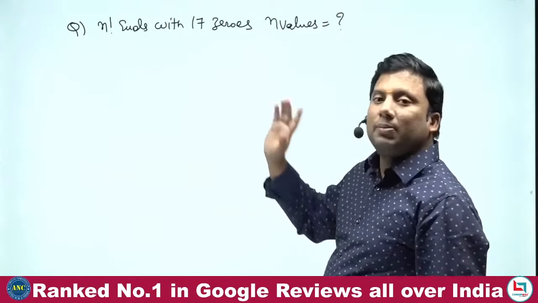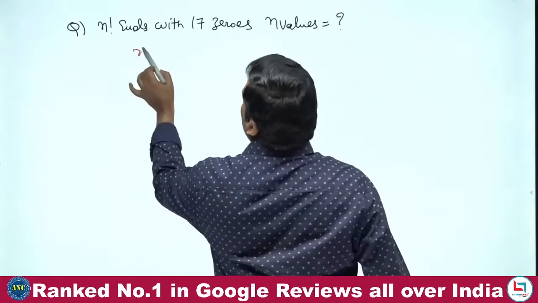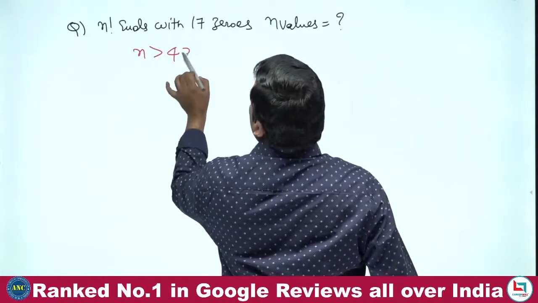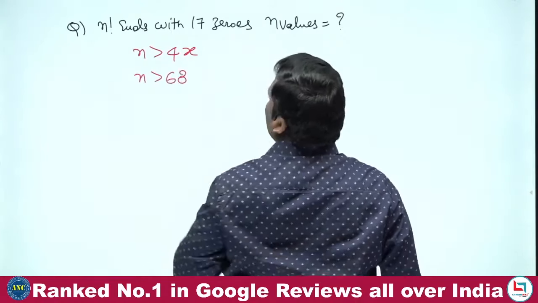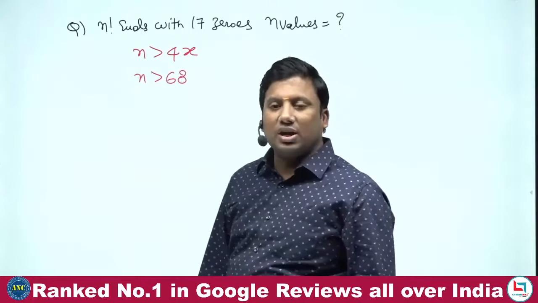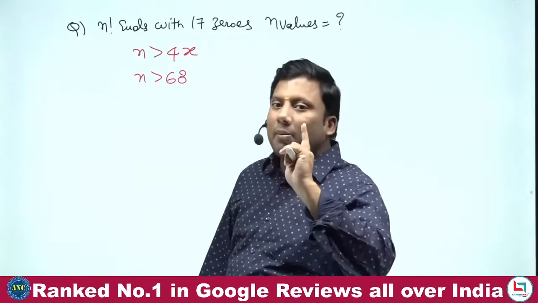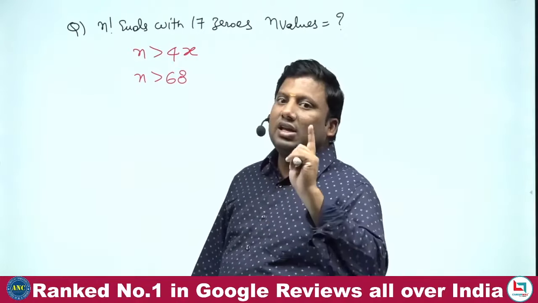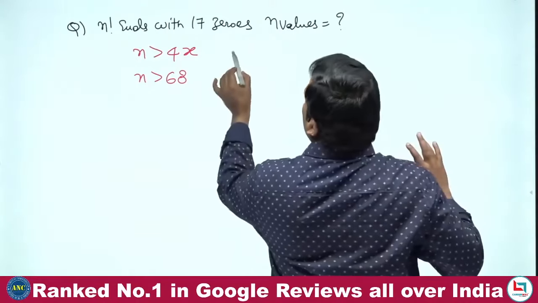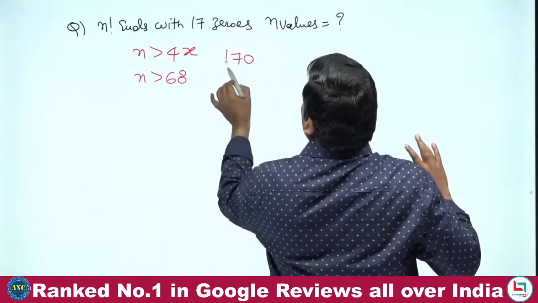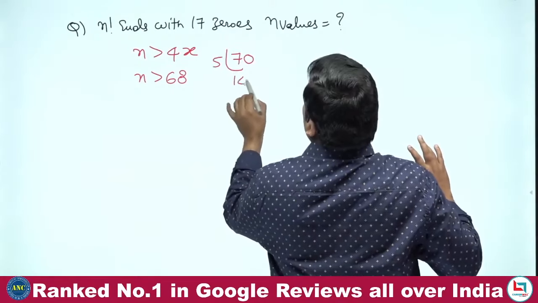What is the relationship between n and x? N is greater than 4x. X value is 17, so n is greater than 68. In a factorial, the number of zeros at the end is dependent on the power of 5. So what is the multiple of 5 greater than 68? 70. So let us see how many zeros are there.